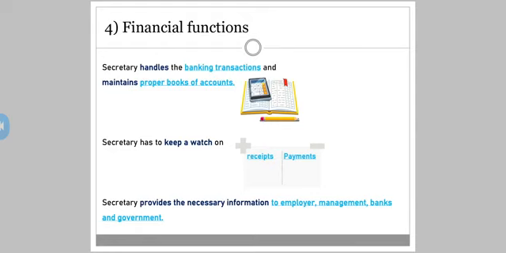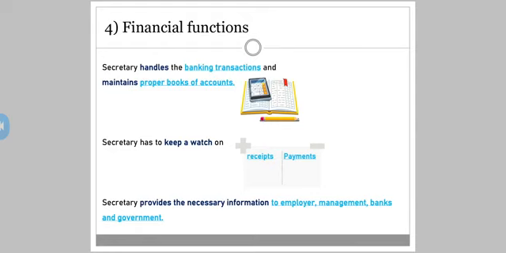Receipts are nothing but the amount you receive, and payments are when your cash is going out. You're making payments, you're giving the cash, and in receipts, you receive the cash. So now the secretary has to keep a watch on all the receipts and payments of the money. That means all the inward money which is coming and all the outward payments which you are doing. Now, the secretary provides the necessary information.